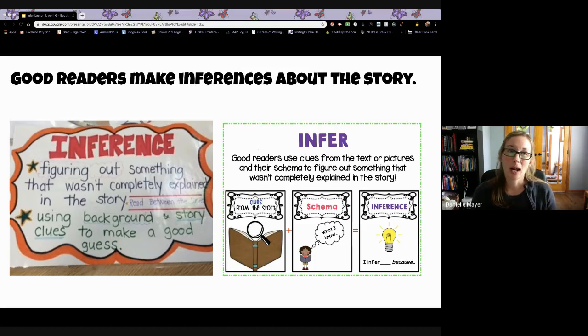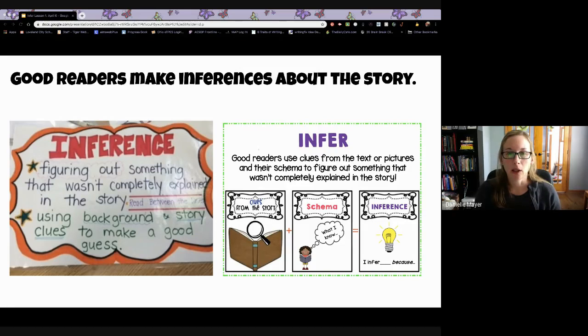We could infer about why a character did something. We could infer about a message or a lesson the author wanted us to learn. We can also infer what would happen next, right? So today, we're going to do a little bit of practice. We're going to practice 2 times together, and then after our video, I have made a Seesaw activity for you to practice one on your own.